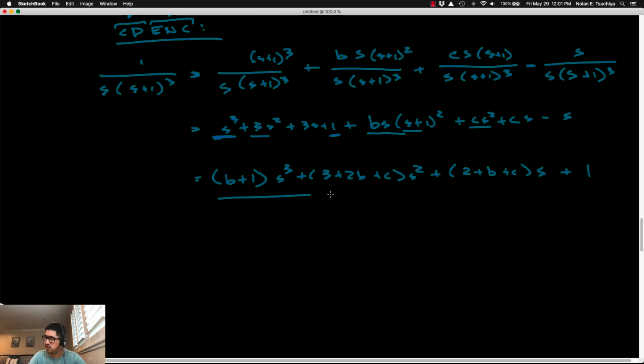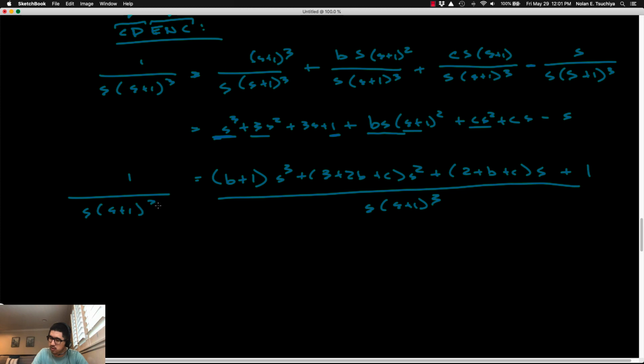Okay, so all of this can be divided by our common denominator, s times s plus 1 cubed. And then over here on the left-hand side, 1 over s times s plus 1 cubed. Okay, so these are said to be equal, which means our denominators are equal, which means we actually don't care about them.